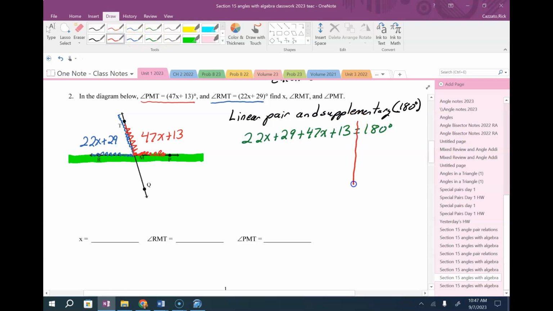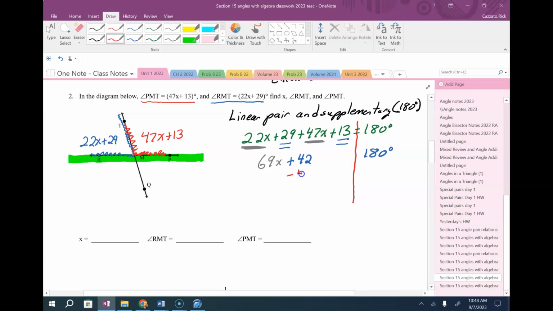Now I'm going to draw this vertical line along the equal sign. When numbers are on the same side, we combine like terms. So 22 plus 47 is 69x. When I add the 29 and 13, and I'm using a calculator, I get plus 42. And that's equal to 180. So when terms are on the same side of the equal, you combine them.